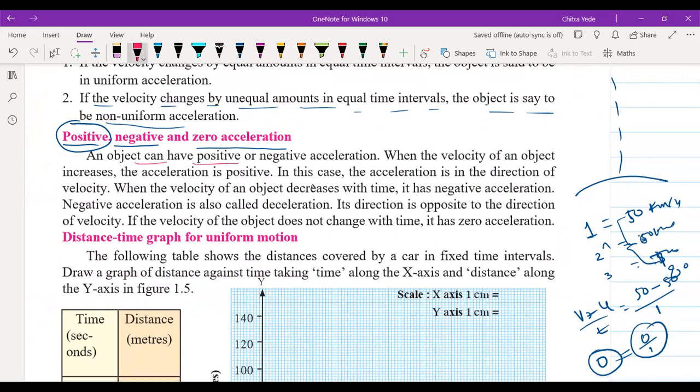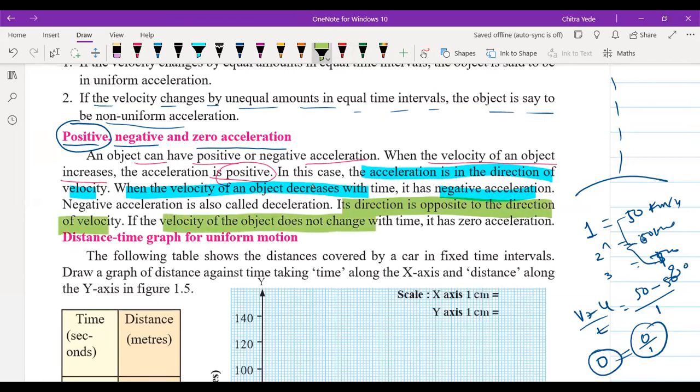An object can have positive or negative acceleration. When the velocity of an object increases, the acceleration is positive. And when the velocity of an object decreases, it is called negative acceleration, in the direction opposite to the direction of velocity. If the velocity of an object does not change, it means zero acceleration. Easy.